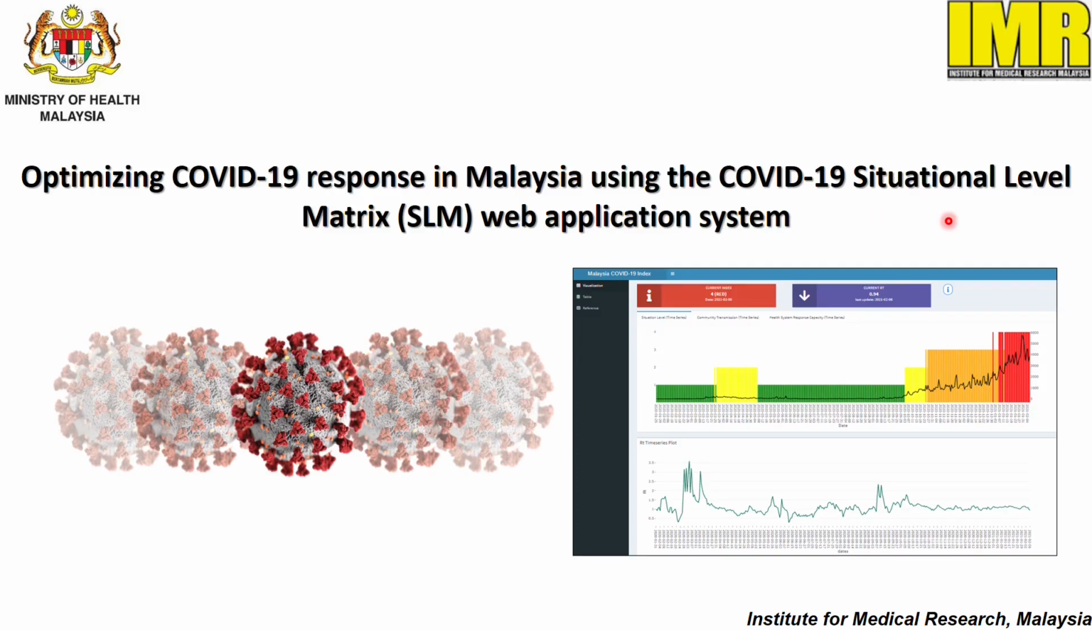We, the researchers at IMR, have developed an innovation and we would like to share with all of you today. The presentation today would be optimizing COVID-19 response in Malaysia using the innovation that we have developed called COVID-19 Situational Level Metrics, which is a web application system.